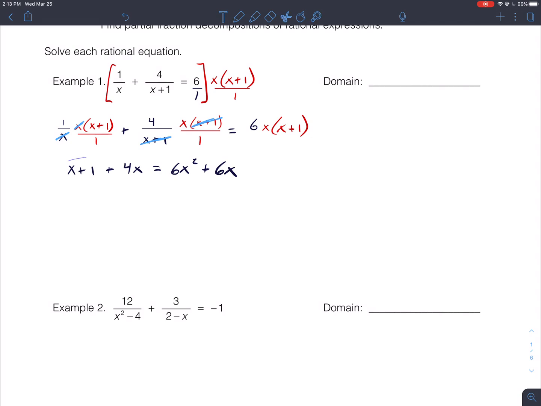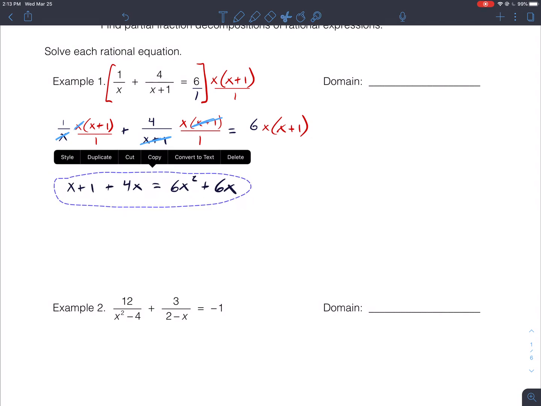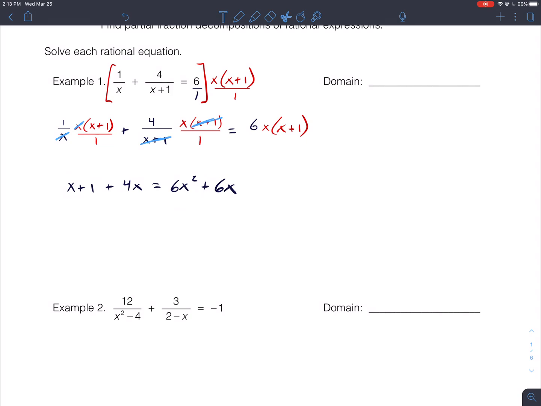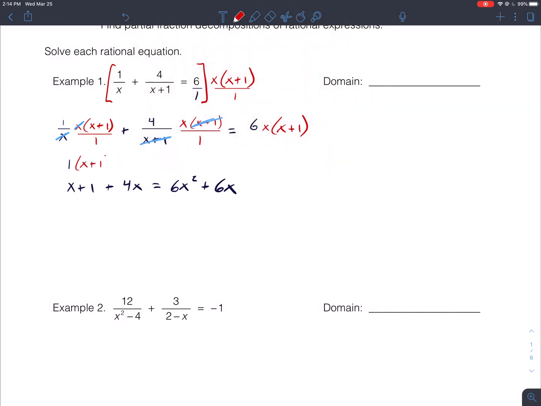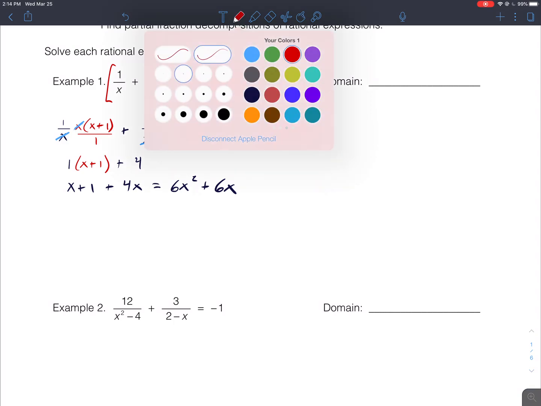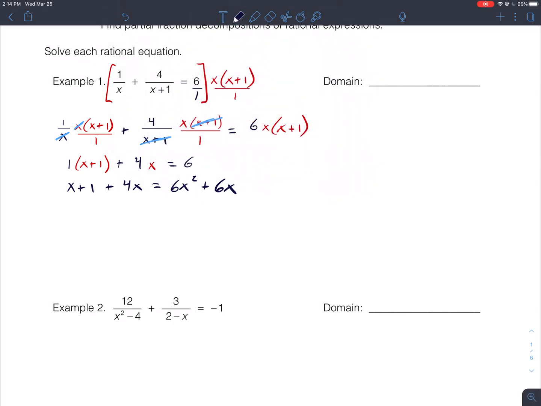I just realized that maybe I'm jumping ahead of myself a little bit. Maybe it would be easier if I showed that technically what happens is, when the x's cancel, we have 1 times the x plus 1, and then we have the 4 times the x left over there, and then we still have the 6 times the x plus 1 here, when those things canceled.